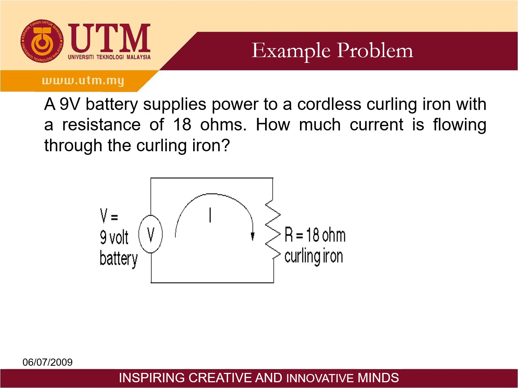Here is one example problem. A 9-volt battery supplies power to a cordless curling iron with a resistance of 18 ohm. How much is the current flowing through the curling iron? Using Ohm's law, I equals V divided by R. So 9 volt divided by 18. The current will be 0.5 ampere.